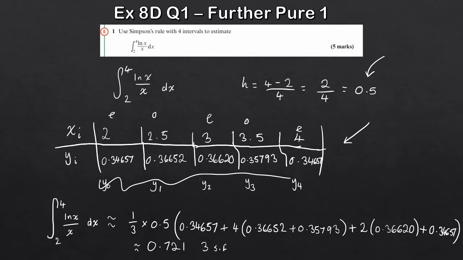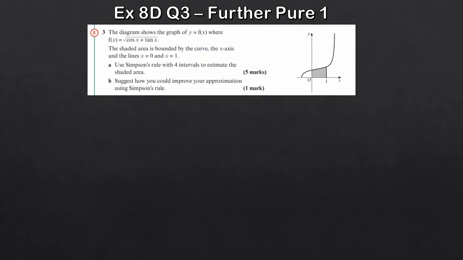But let's do another one just to see this illustrated again. This time we've been given a diagram to show it, but it doesn't really change anything. You've just got to be aware of what your interval is for this question and what the integral limits are. So we write this down. We're integrating now the square root of cos x plus tan x dx. We're integrating this between x equals 0 and x equals 1, like we're demonstrating here on this diagram. So my upper limit is 1, my lower limit is 0.